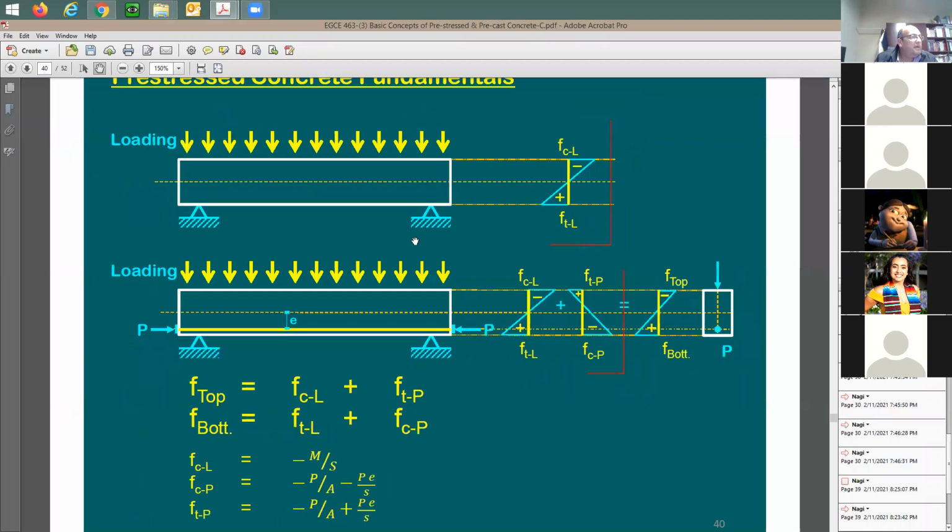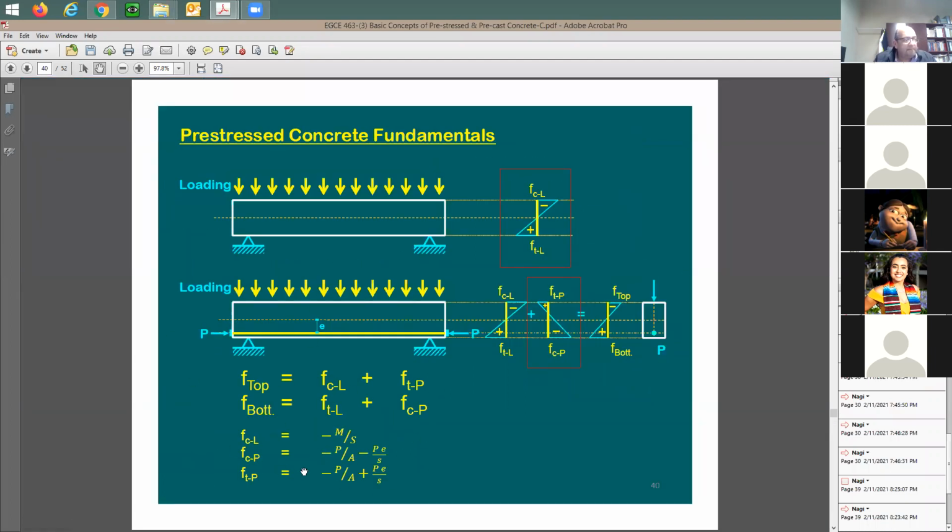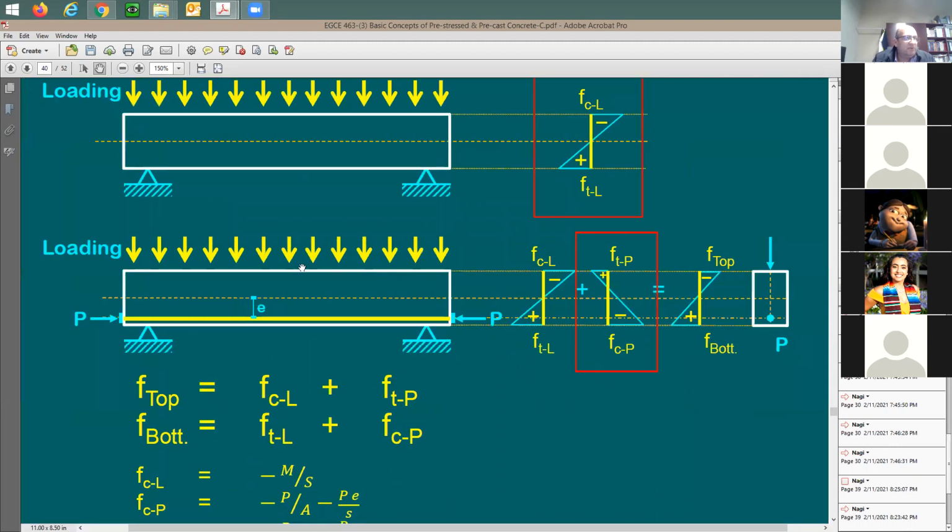Very good. Now let's look here at the stress equations. F top is going to be equal to what? You just add this to this, right? So this is the easiest way of drawing this beam, and to understand it, you put the elevation of the beam. You don't need to draw the whole thing.